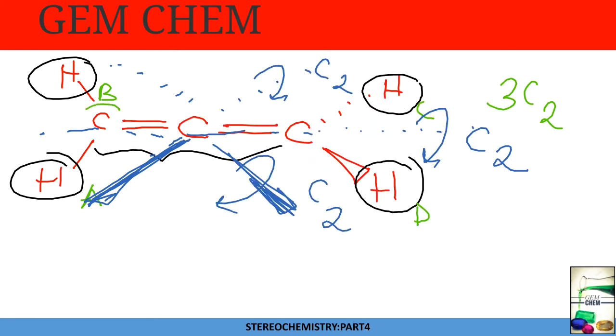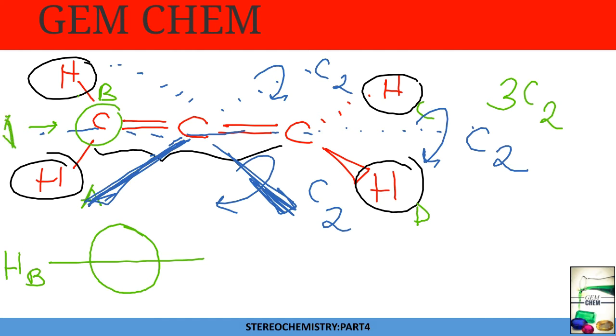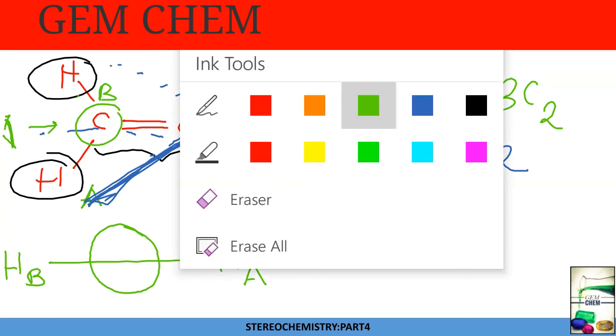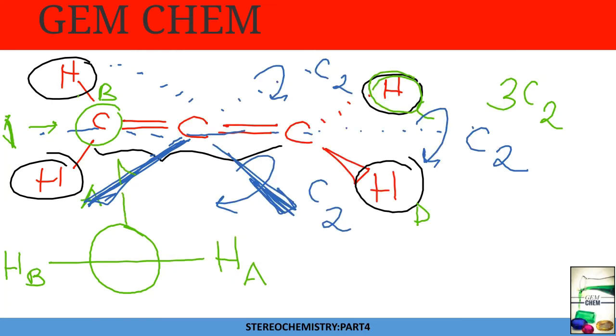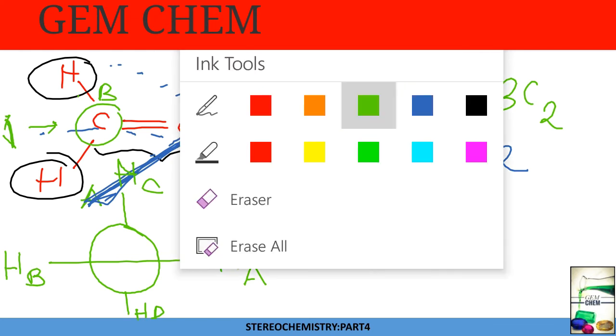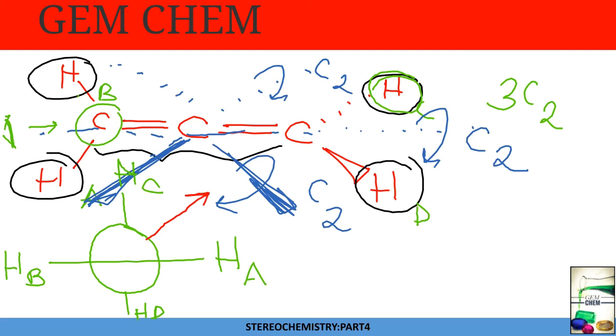So first we need to draw this one. So this is our carbon, right? And we see that if we look from here, then HB is present on this side, and here is our HA, and HC will be in the top, clear? So HC is written in the top, and in the down portion there will be HD, clear? Now there are two C2 axes. Where is it passing through? Here. It is passing through here, C2.